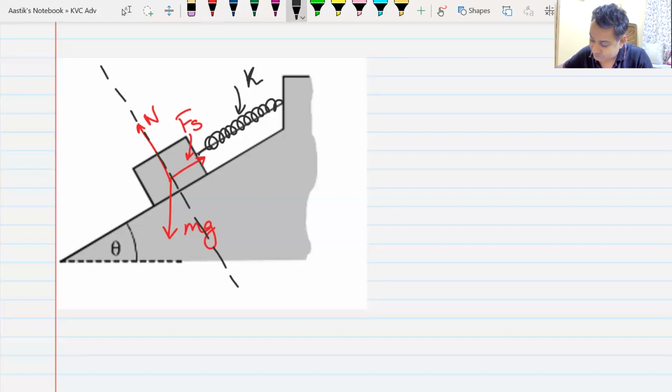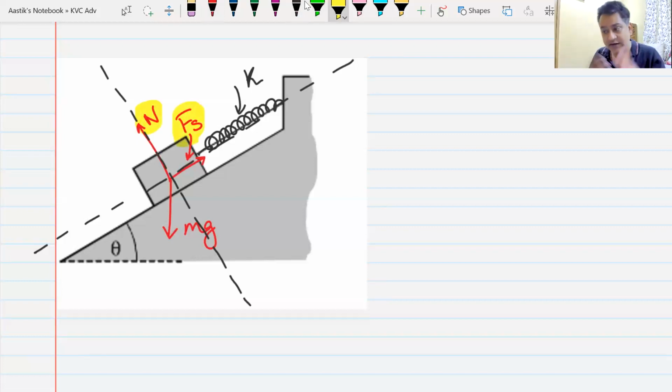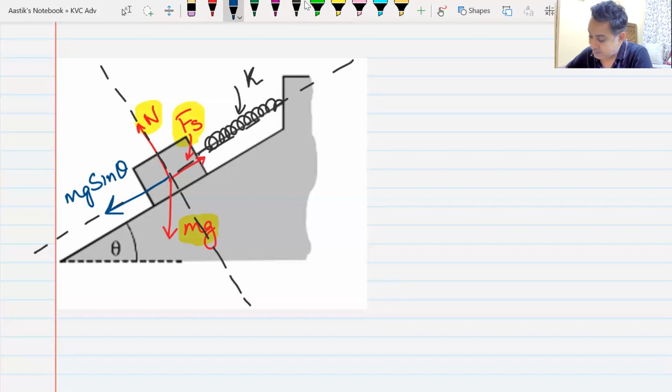Then again, I am supposed to draw my coordinate axis. It will look like this. This will be my y-axis. This will be my x-axis. The normal reaction and Fs are along the x and y directions. The only thing that is not there is mg, so I can resolve mg into two components. I've already told you this component is always equal to mg sine theta, yes or no? And this component is always equal to mg cos theta.